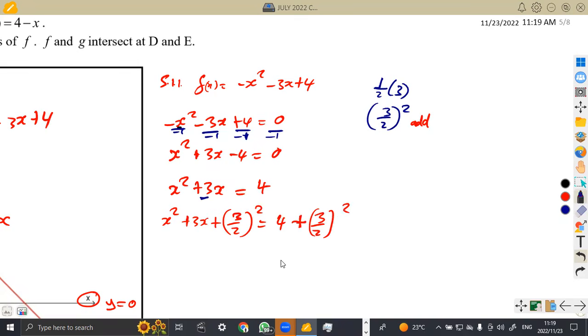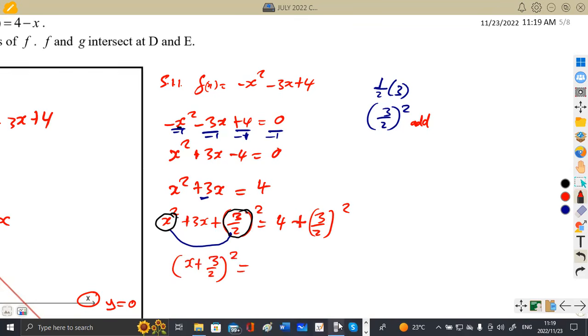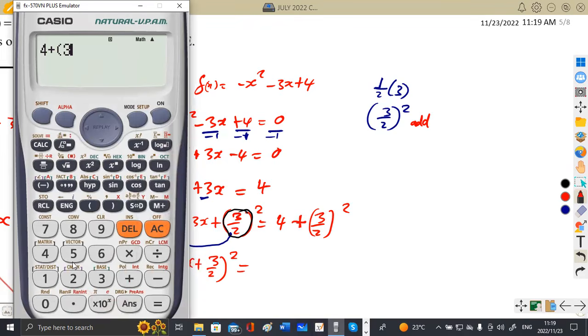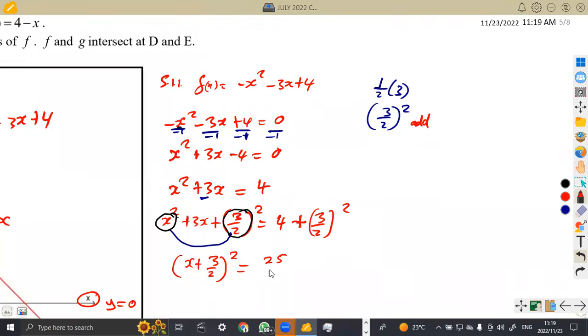Okay, so on the left-hand side, we are supposed to factorize, but to factorize, we just take the first term, which is x, and the half, which is 3 over 2. So this is going to give us x plus 3 over 2 squared, which is equal to, this other part you can simplify from your calculator, 4 plus 3 over 2 squared. This one we can just simplify and see what you have. That's 3 over 2 squared, like that. Okay, so it's going to be 25 over 4. So you're going to obtain 25 over 4.